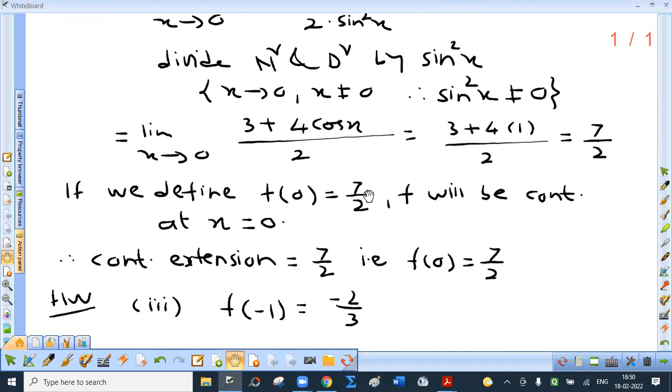So what is the continuous extension? In example, please write the complete word continuous. So continuous extension 7 by 2 means f of 0 is 7 by 2. Third, for homework, what is the third one? F of x is x square minus 1 upon x cube plus 1 for x not equal to minus 1. So the extension is continuous extension. F of minus 1 is minus 2 by 3.